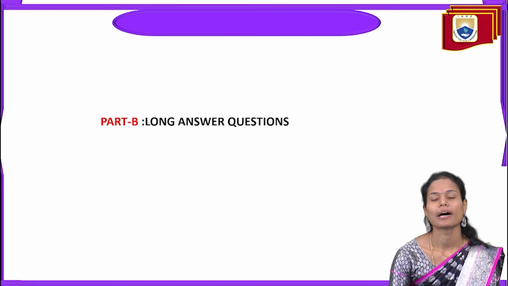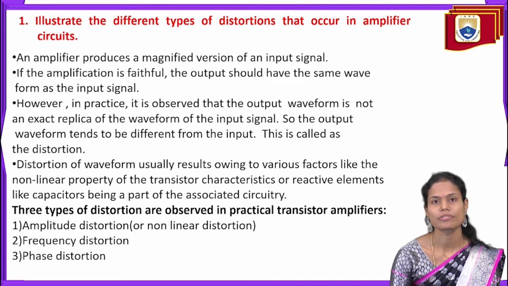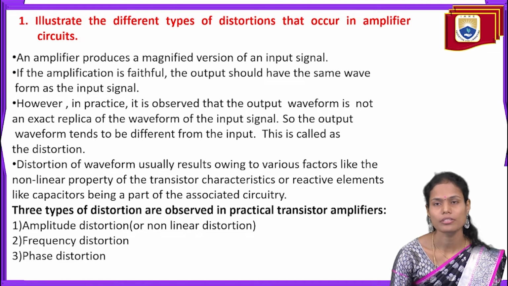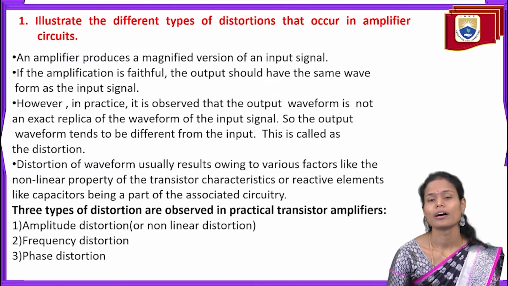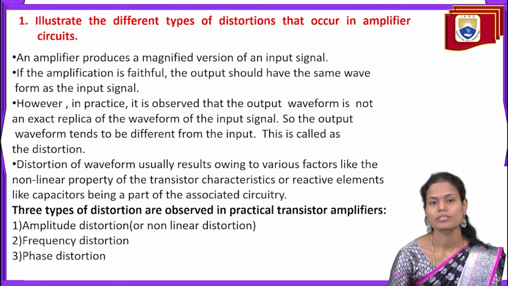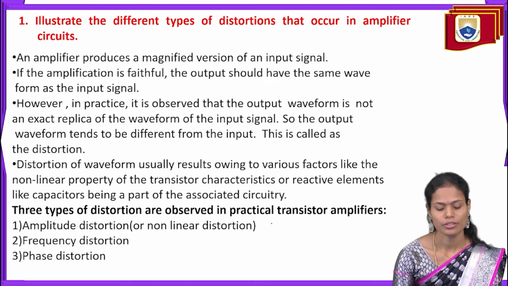And the second part is related to the long answer questions. In the long answer questions, the first question is: illustrate the different types of distortions that occur in amplifier circuits. Here three types of distortions will occur in the amplifier circuits, that is amplitude distortion, frequency distortion and phase distortion. Generally this distortion occurs in the amplifier circuits due to the non-linear characteristics of the devices which are used to design them, and the different component levels in the circuit are providing the distortion in the circuit.